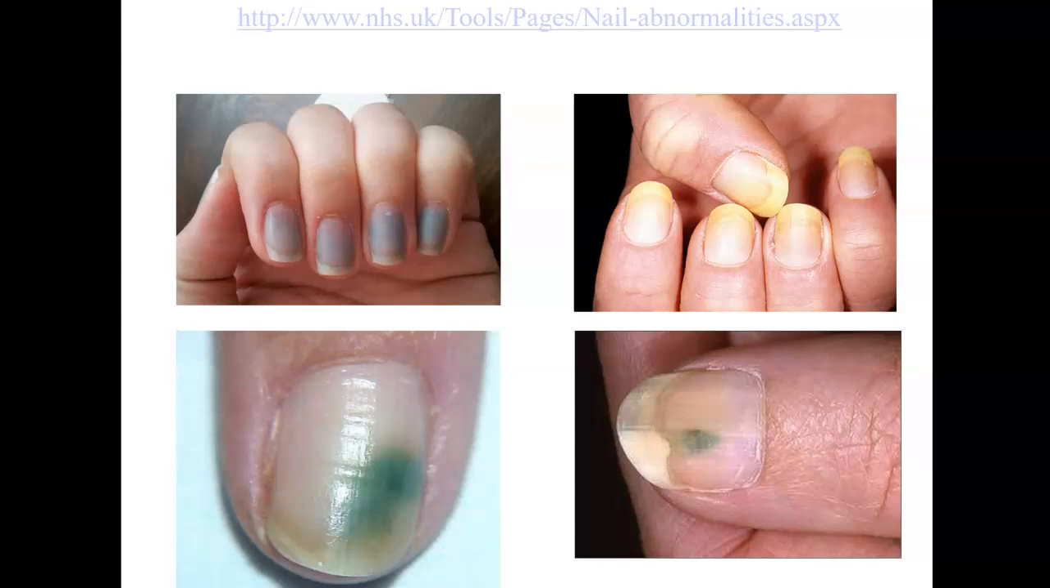And then you see different colors or lines in the nails. Those could actually be due to different types of cancer.